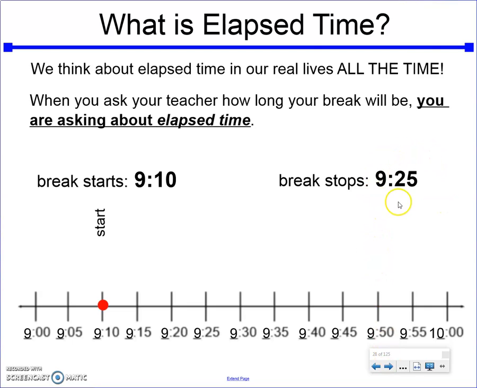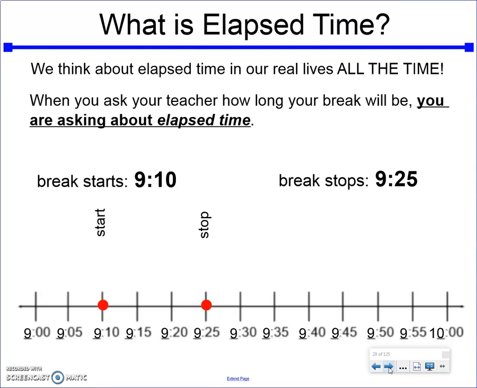I know that the break ends or stops at 9:25. Again, I can clearly see 9:25 on this number line because 9:25 is one of the tick marks. Right here is 9:25. I'll go ahead and put a point at 9:25 and label it stop time. Now, I have my start and stop time on this number line.